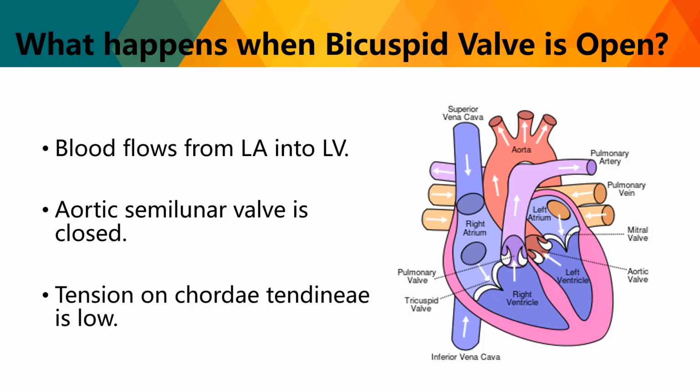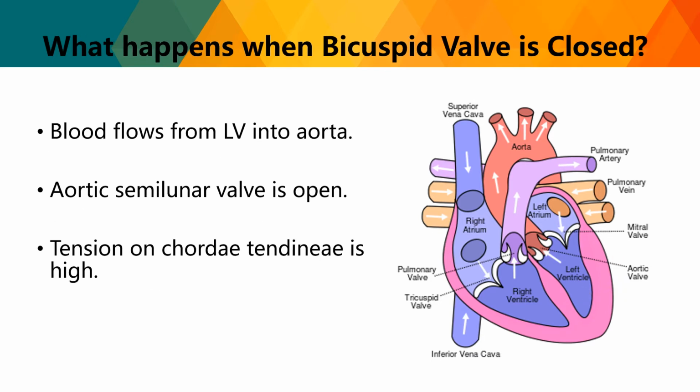So what happens when the bicuspid valve is open? Blood flows from your left atrium into your left ventricle, and the aortic semilunar valve is closed. Or the mitral valve is closed, and then tension on the chordae tendineae is very low. So blood flows from the left ventricle into the aorta. There, it travels here. And then the aortic semilunar valve is open again, and tension on the chordae tendineae is high.